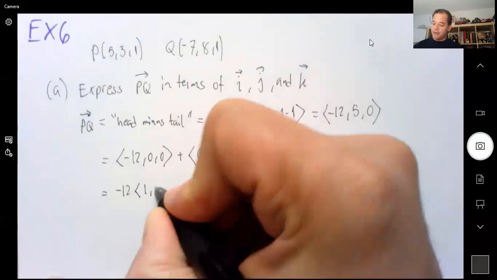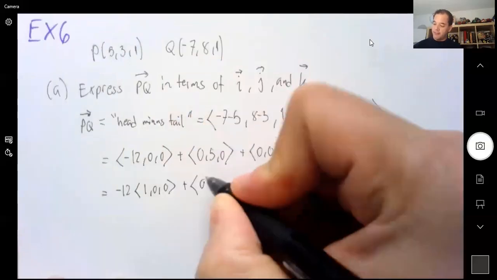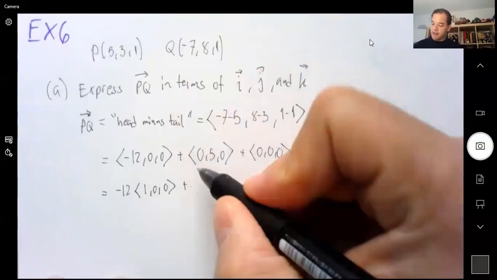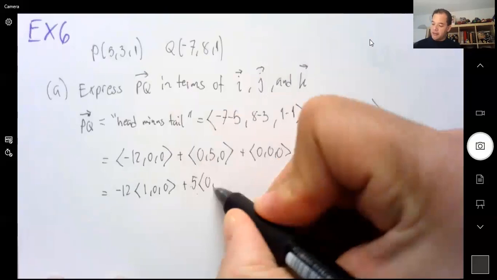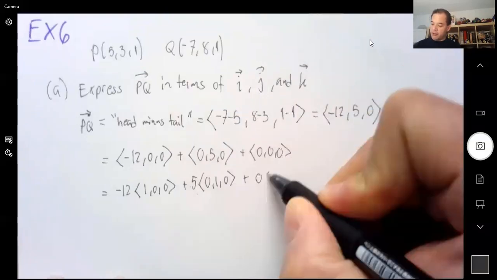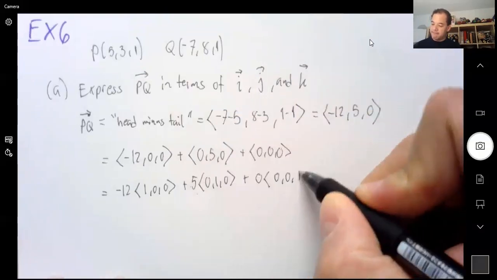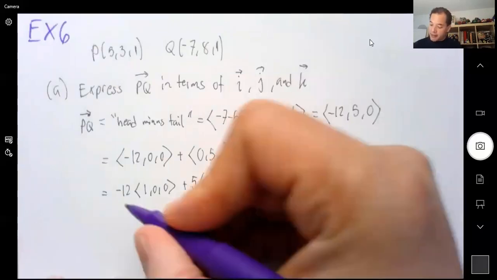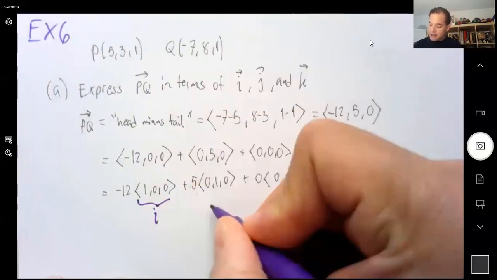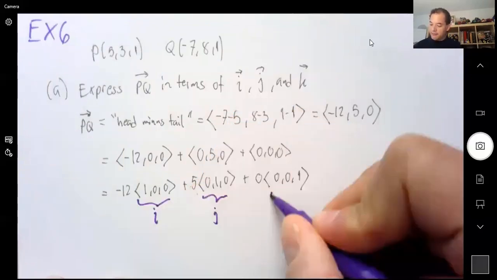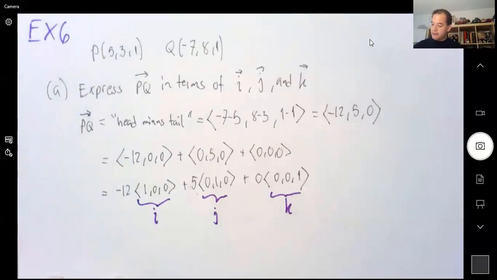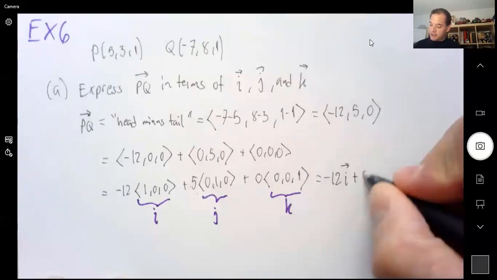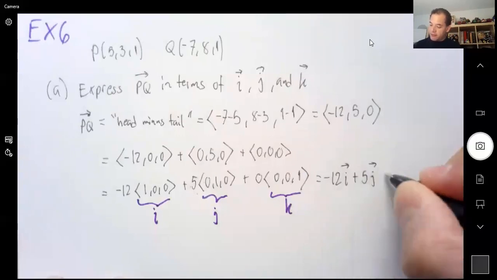So this would be 1, 0, 0. This would be, take this 5 out, so it will be 5 times 0, 1, 0. And then here will be like taking the 0 out if you want. Okay, and that's great because these are precisely the I, J, and K vectors. So this is -12 I plus 5J plus 0K.